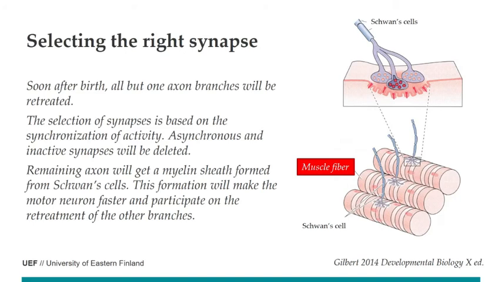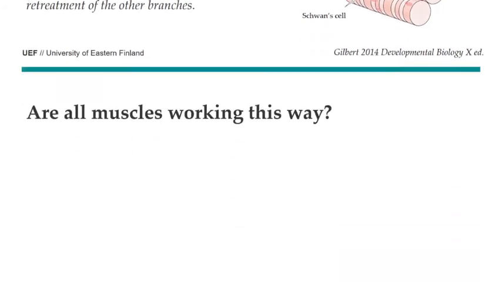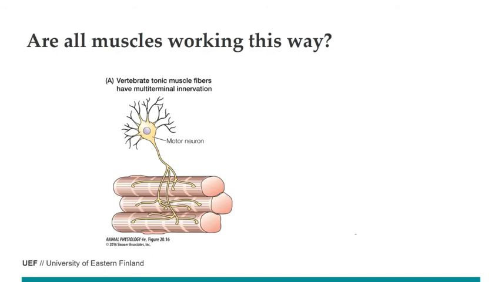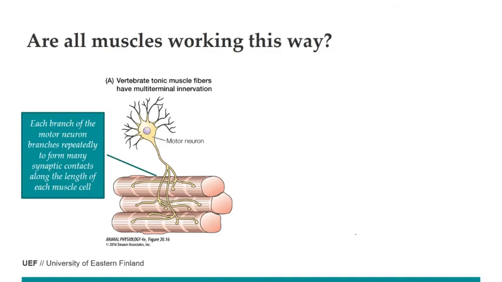And then we get 1 neuron for each muscle fiber. But are all the muscle cells working this way? No. In the vertebrates, we have a motor neuron that is branching and branching repeatedly to form several synapses. That's why it regulates several muscle cells, but the synapses can also be several times in the same cell. But because they are synchronized, that's allowed.